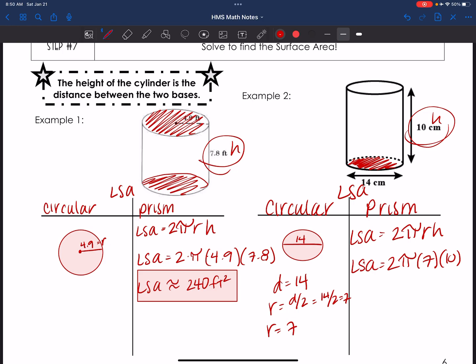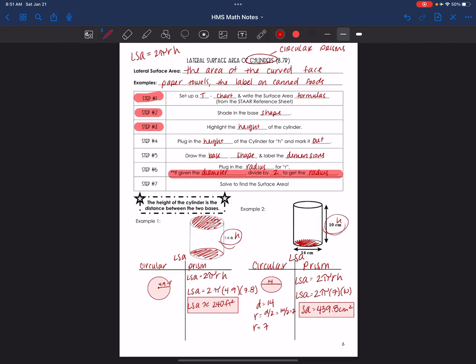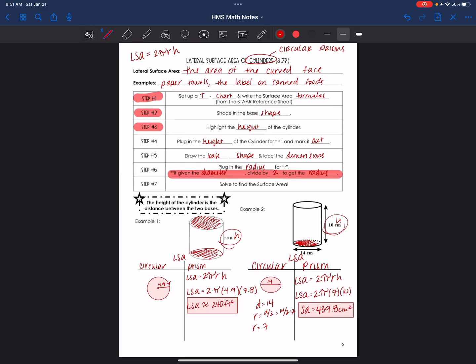Plugging that all in comes out to about 439.8. Easy peasy. Cool. Things are so much easier with a calculator and formulas.